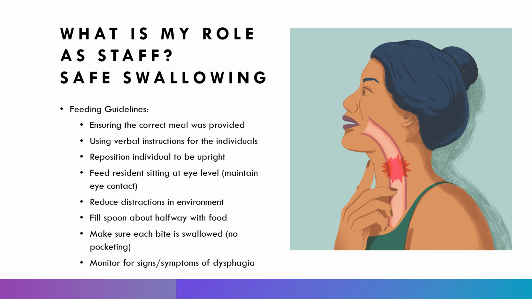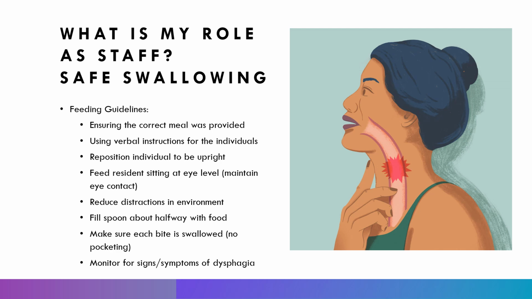Reposition the individual to be upright. Feed residents sitting at eye level, maintaining that contact. Reduce any distractions in the environment. As I mentioned before, this is a really big thing with dysphagia, and some of our clients that are dysphagic have to sit alone at their respective tables due to impulsivity issues and attention issues. A lot of them tend to forget what they're doing at the time that they're eating. They can forget what they're eating. They could fall asleep during it. I've seen that happen a few times. So it's very important to reduce those distractions in the environment.